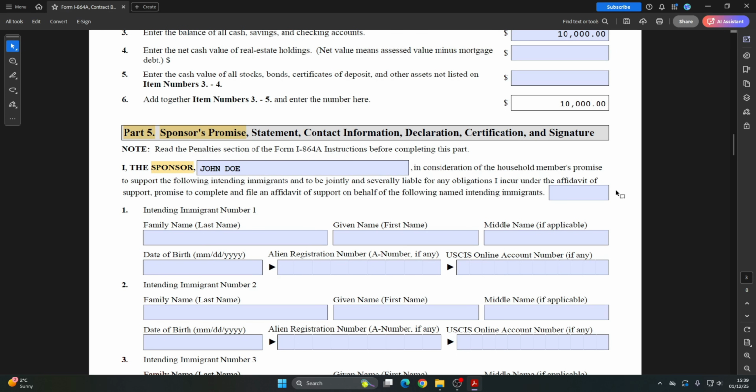And unfortunately, there is a glitch with this form where it will not let you type in the number here. So instead, you can neatly write the number in pen after you print the form. But that is what you were supposed to put in the older version of the I-864A form. I hope that they fix this issue. So here, type in the name of the intending immigrant that was listed in the sponsor's affidavit of support.